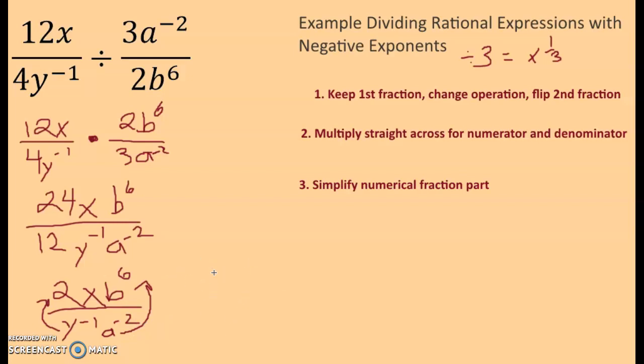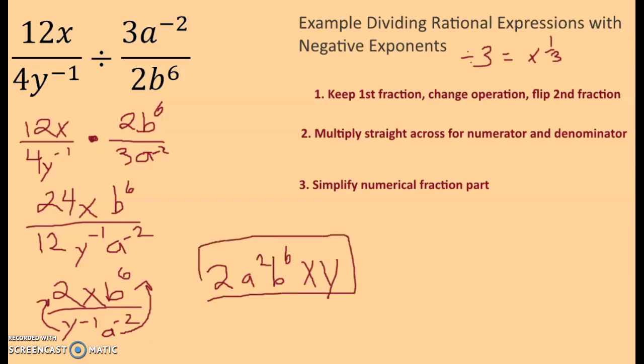So our answer will just be 2a squared b to the 6th power, x to the 1st power, and y to the 1st power. The standard way to write your answers is to put each variable in alphabetical order. A, B, X, Y. That's alphabetical order, and then you put your coefficient in the front. That's the 2.